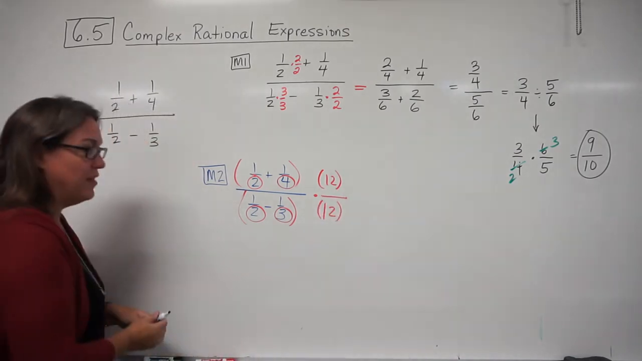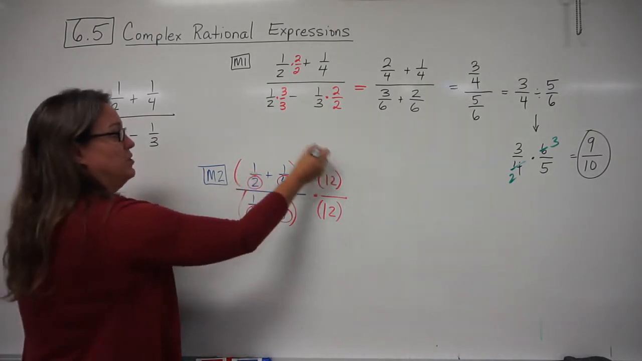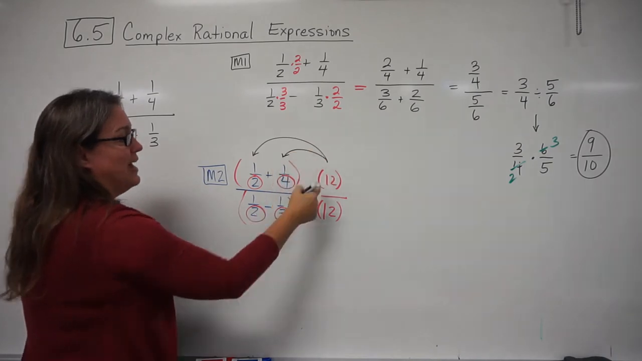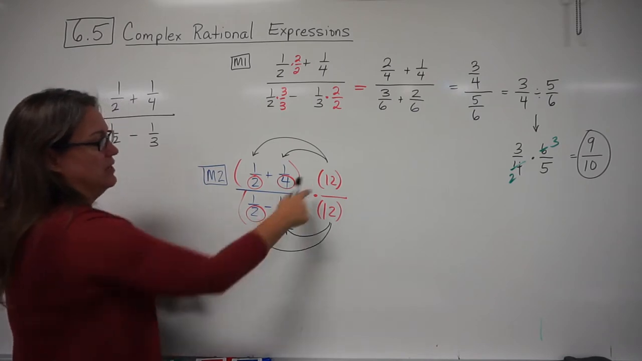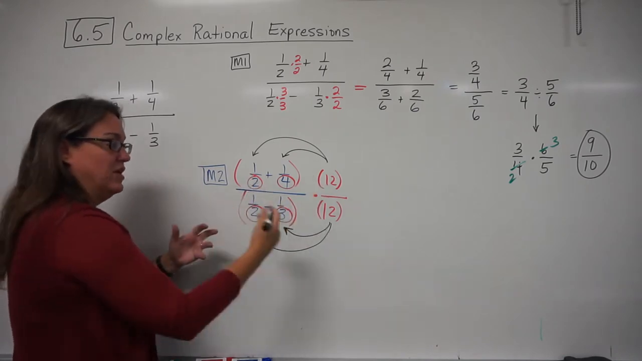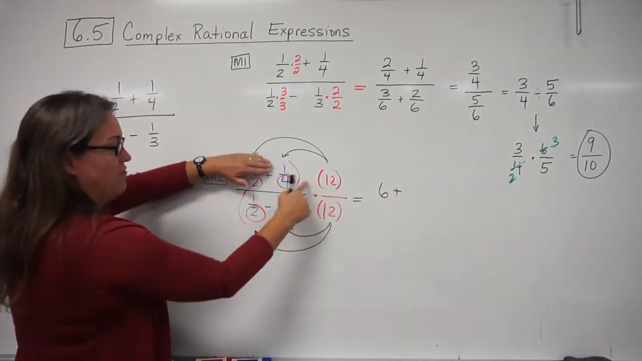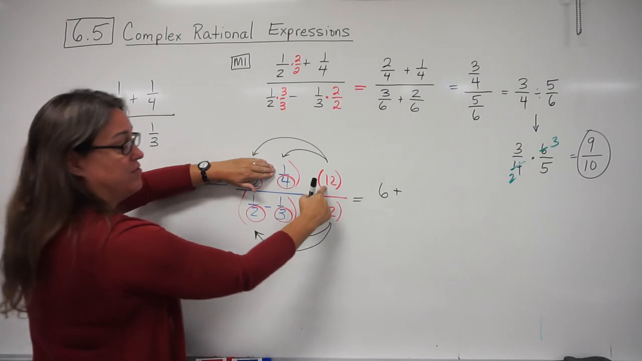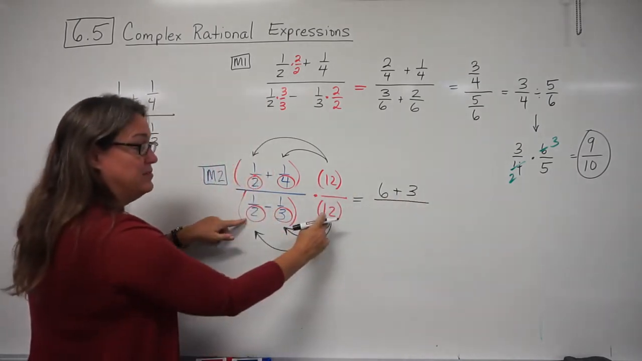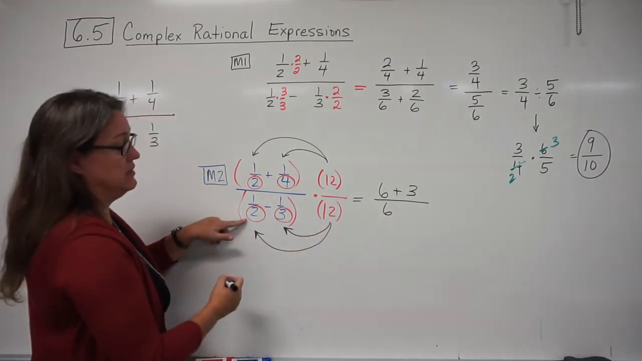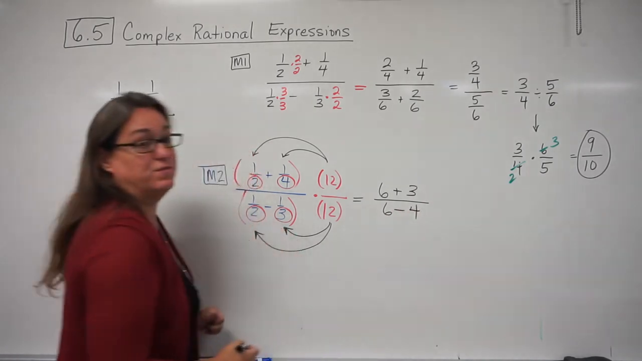And here's where this method sometimes throws some people off, and that is the distribution that you have to do. You're multiplying the entire top by the 12, so each term. 12 times a half, you can think of doing some canceling there. Half of 12 is 6. 1/4 times 12, well, a fourth of 12 is 3. 1/2 times 12, again we get 6. And 1/3 times 12 is 4.